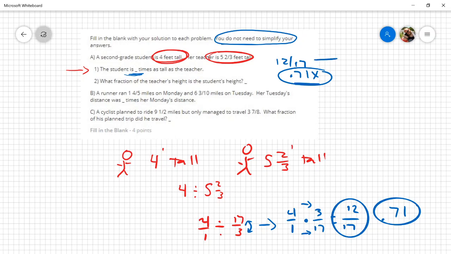Now, I know you knew that based on the fraction. You know that 12/17 is less than 1. But to me, it's just a little bit better to see that 0.71. So the student is 0.71 times as tall as the teacher, or the student is 12/17 times as tall as the teacher. Okay, all right.